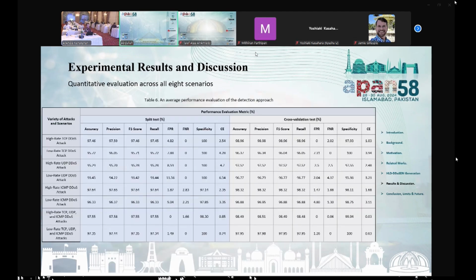Moreover, the proposed approach has been quantitatively evaluated in terms of average performance. The proposed approach achieves high detection accuracy, precision, and recalls. On the other hand, the proposed approach achieves low false positive, false negative, and true negative, while the classification error is minimum. These results were observed from different types of DDoS attacks against the SDN controller.